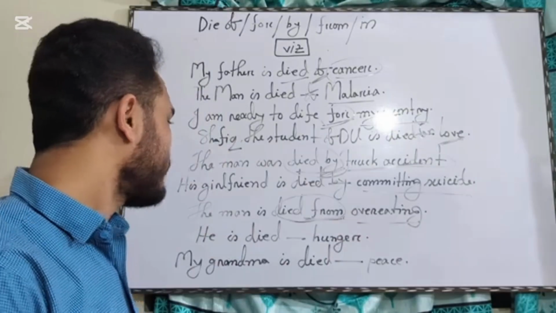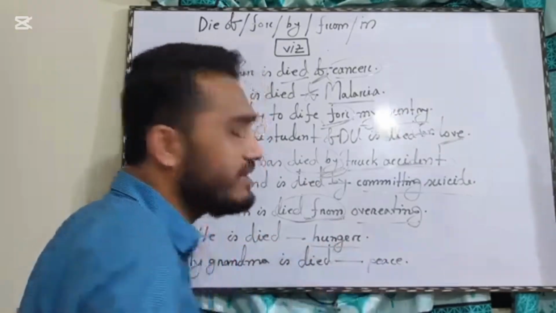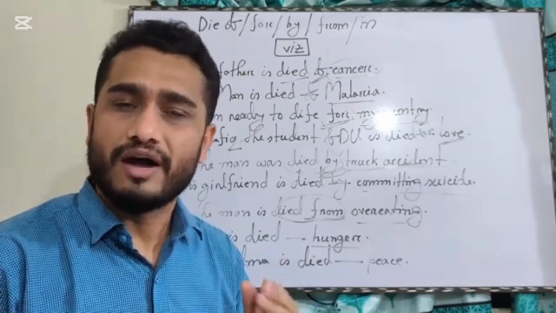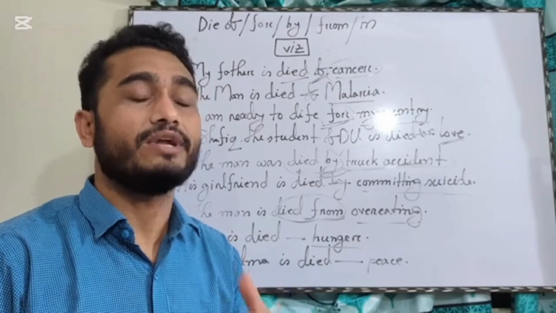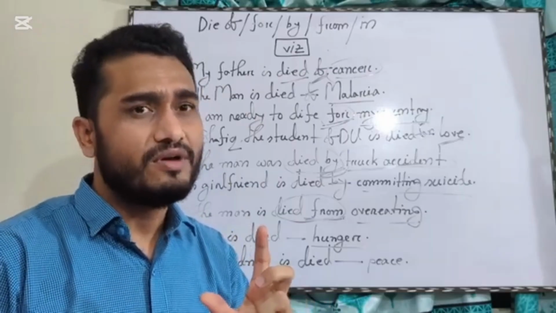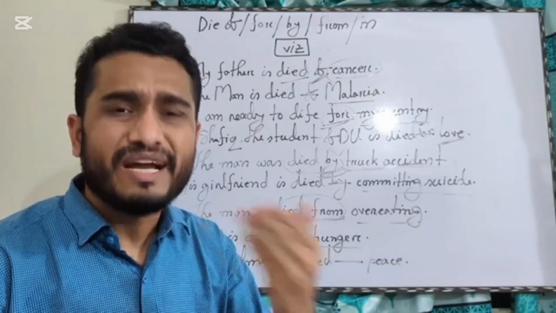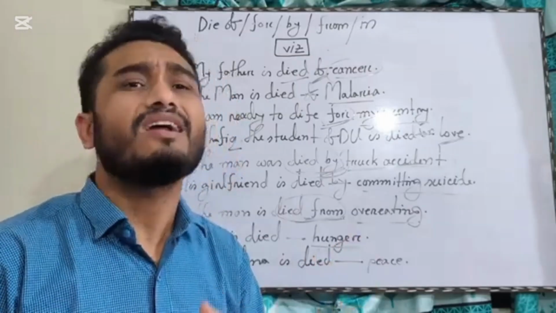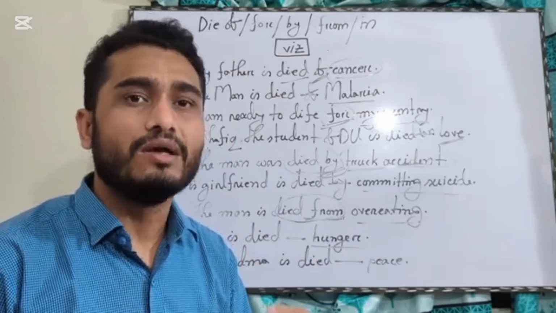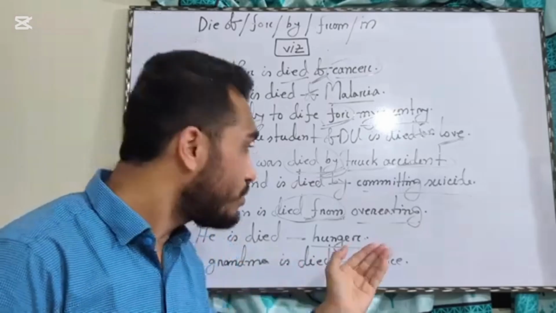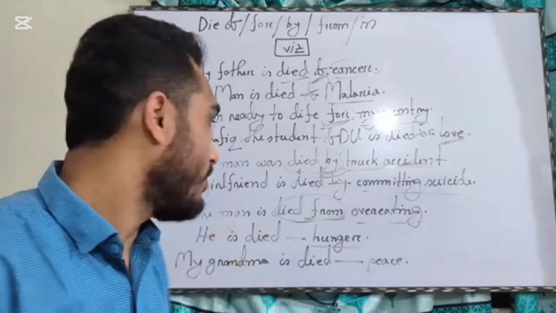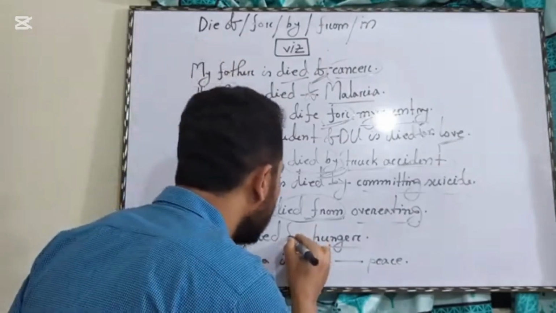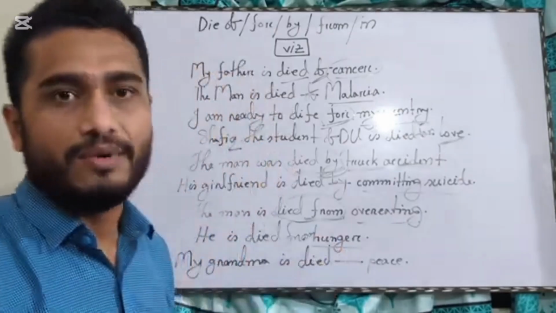So our next example: he is died hunger. A human being doesn't die because of hungriness. But if a human being dies because of hungriness, which is called an unexpected reason. Of course, hungriness or overeating, over smoking, these are unexpected reasons. So when anyone dies because of an unexpected reason, then we will use die from. So as the man is died from hunger, that's why we are going to use the preposition from. I hope you have understood my point.